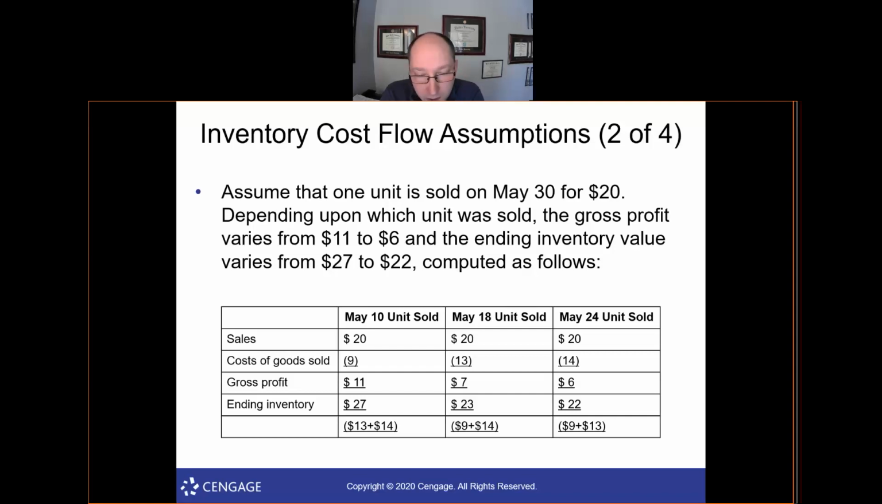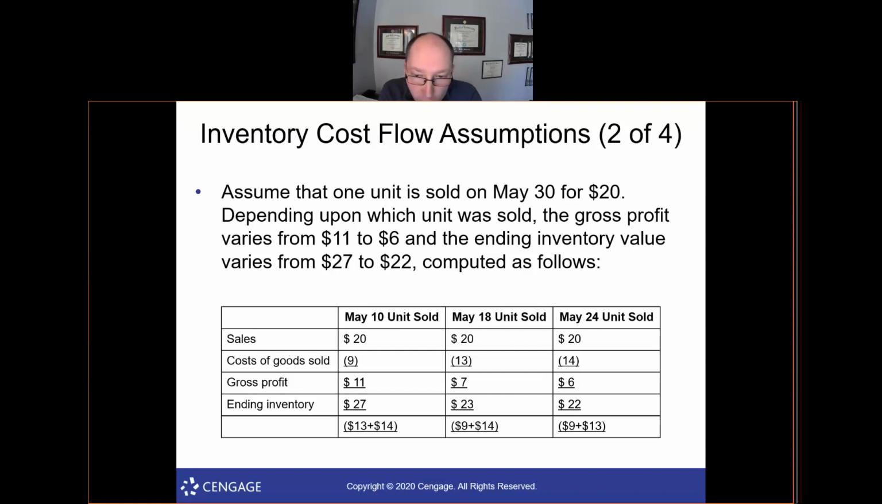Okay, the second one. Let's say I sold that second one that I bought on May 18th for $20. Remember, that second one cost me $13 when I bought it on May 18th. So $20 minus 13 is 7. It's gross profit. Ending inventory is 23. How 23? My first purchase was 9. My last purchase was 14. It means a $23 ending inventory.